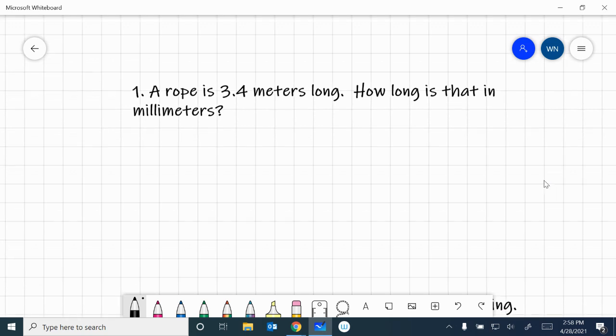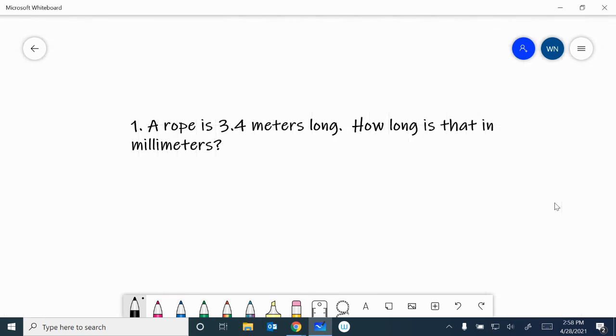Number one, a rope is 3.4 meters long. How long is that in millimeters? So I know that some of us draw the metric steps as stairs, and some of us draw it as a ladder. I draw it as stairs. But you do you. Go ahead and solve the problem, and then we'll work on it together.